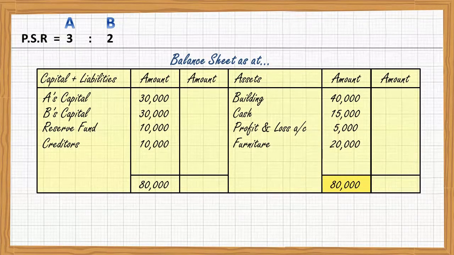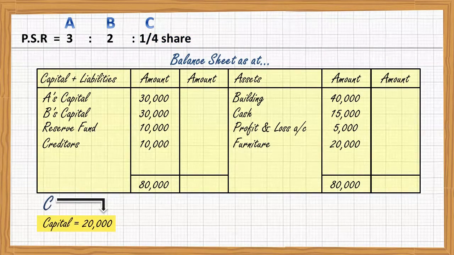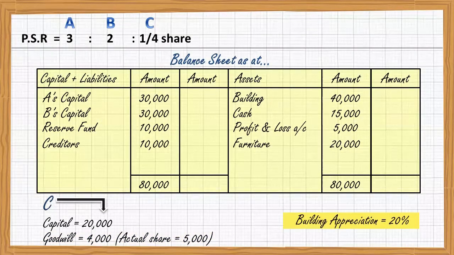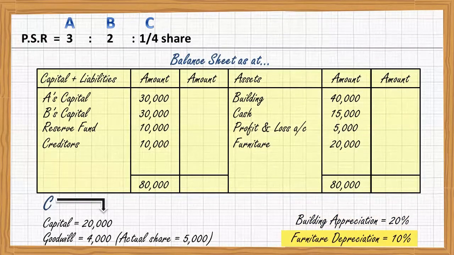So on the same date, C comes as a new partner for 1/4 share. He brings 20,000 as capital and 4,000 as goodwill out of the 5,000 rupees. So it's a new thing for you. It was decided to appreciate building by 20% and reduce the furniture by 10%. So you have to prepare the new balance sheet of A, B and C.